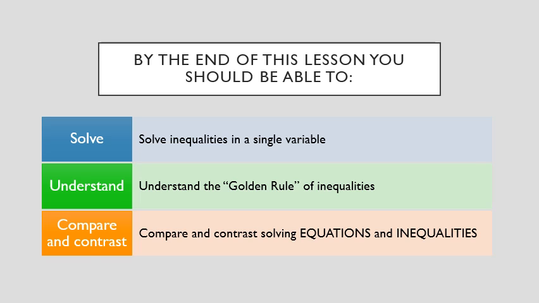Hopefully by the end of this lesson, you're able to solve inequalities in a single variable and you understand what I call the golden rule of inequalities. That's not what it's really called, but that's what I call it because it's so important that you understand what that rule is and how it applies to inequalities. And also you should be able to compare and contrast solving equations and inequalities. There are some similarities and some differences, and you have to keep track of them so that you know what to do with any given problem.